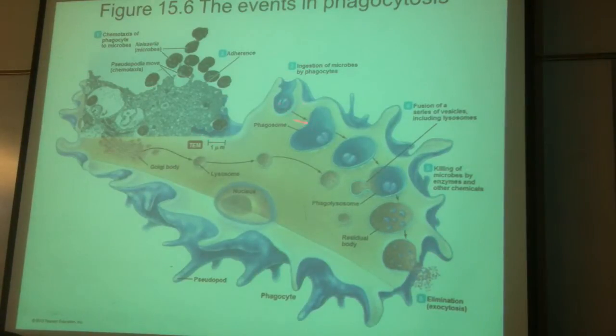Ingestion, bring it in by phagocytosis, start making a little space so that you can break it. You also signal to the Golgi, make us some lysosomes. Okay, good. So that can come along. You fuse them together, so the fuse of a series of vesicles. Basically, you make sure you fuse digestive parts with your microorganism.